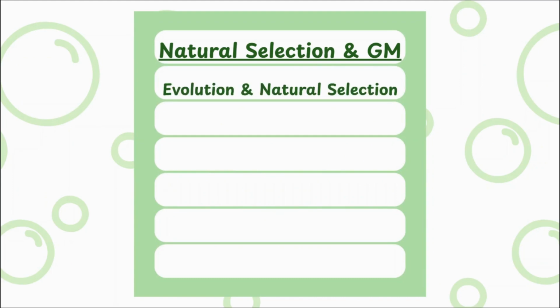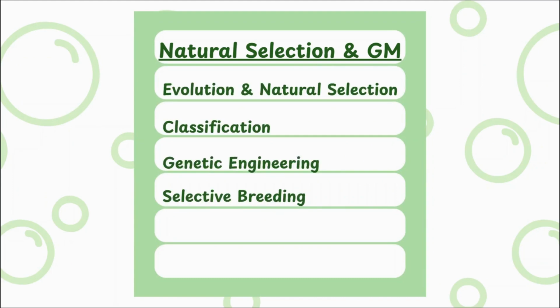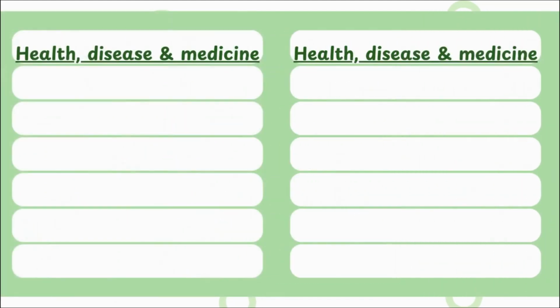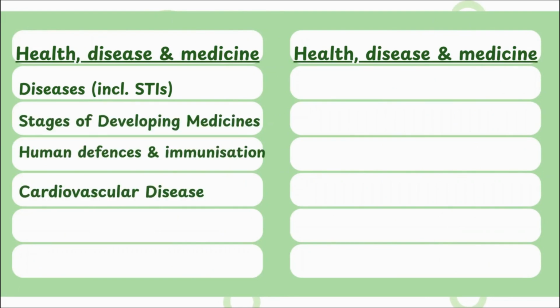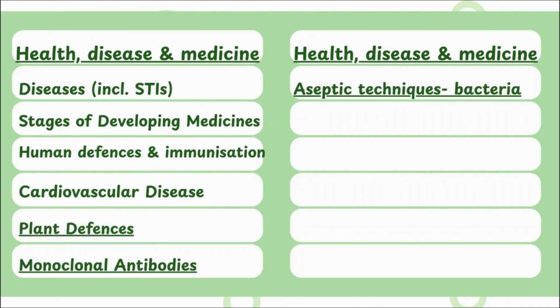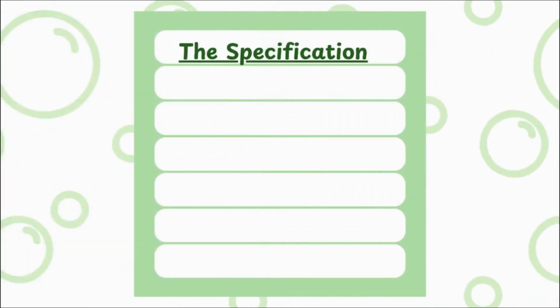Natural selection and GM: evolution and natural selection, classification, and then genetic engineering, selective breeding and tissue culture all come under the bracket of GM. And then health, disease and medicine, we have diseases including STIs, stages of developing medicines, human defenses and immunization, cardiovascular disease, plant defenses, monoclonal antibodies, and aseptic techniques. So that would be the bacteria culture practical.